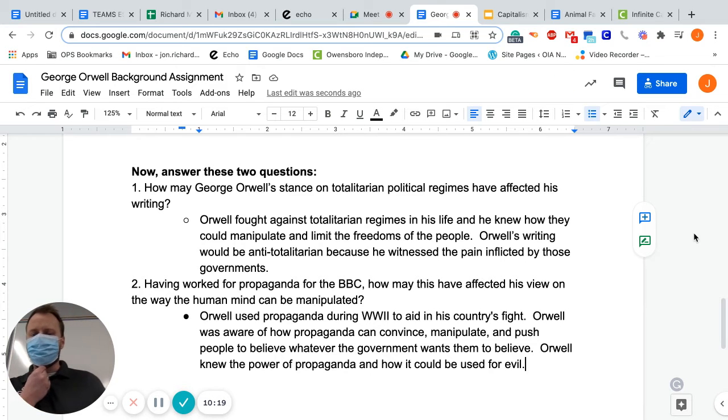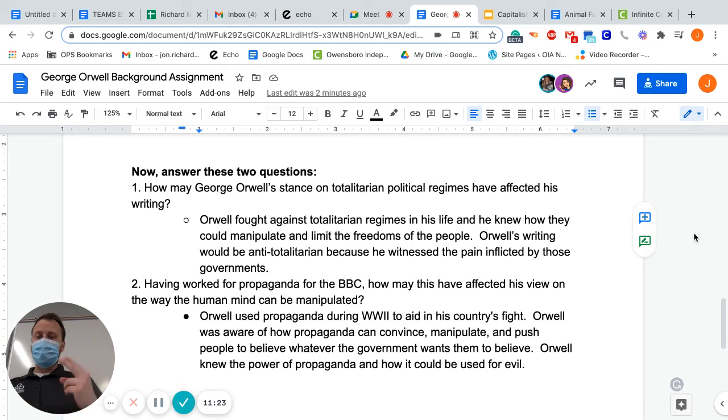So the first one said, how may George Orwell's stance on totalitarian political regimes have affected his writing? We know from the reading that Orwell fought against totalitarian regimes in his life, and he knew how they could manipulate and limit the freedoms of the people. So Orwell's writing would be anti-totalitarian because he witnessed the pain inflicted by those governments. Orwell is obviously going to be anti-Stalinist, anti-totalitarian, and against these kind of powerful regimes, these really strong governments. So what political philosopher would Orwell be aligned with? What philosopher said, I'd rather have no government than a really strong totalitarian government? It wasn't Hobbes. Locke. Locke said, I'd rather have no government over a tyrannical totalitarian government.